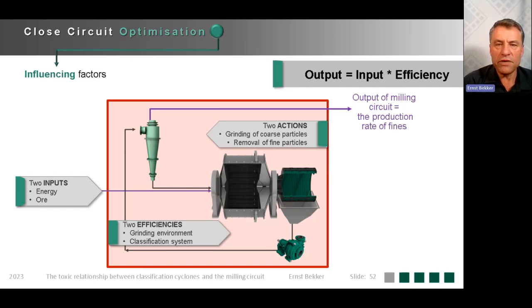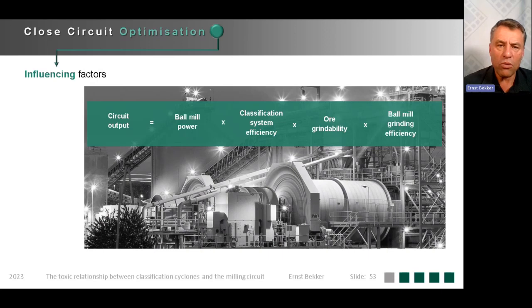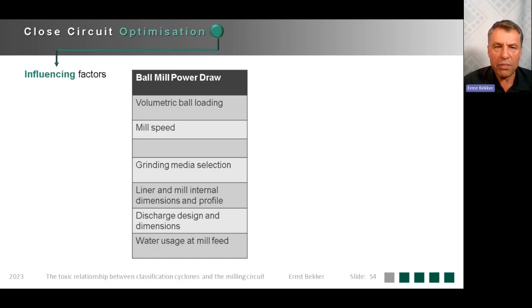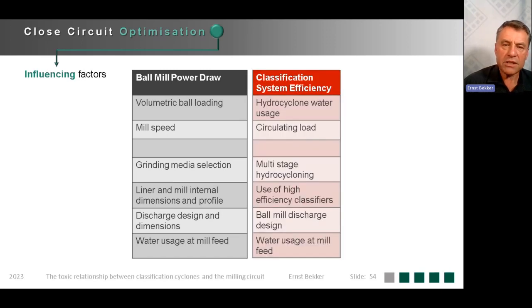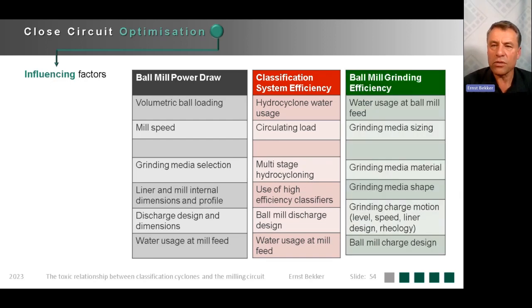Again, we are talking about the two efficiencies, as well as the ball mill power and the ore grindability. If you want to optimize ball mill power draw, look at the volumetric ball loading, mill speed, grinding media, discharge design, water usage. That's on the power draw. Then comes the cyclone: water usage, circulating load, multi-stage cyclones, using high efficiency classifiers, ball mill discharge design, water usage. That is only the cyclone areas that we can focus on. The rest is around the mill, ball mill. Ball mill grinding efficiency, water usage, grinding media sizing, the type of material for the grinding media and the shape, and the ball mill discharge design.